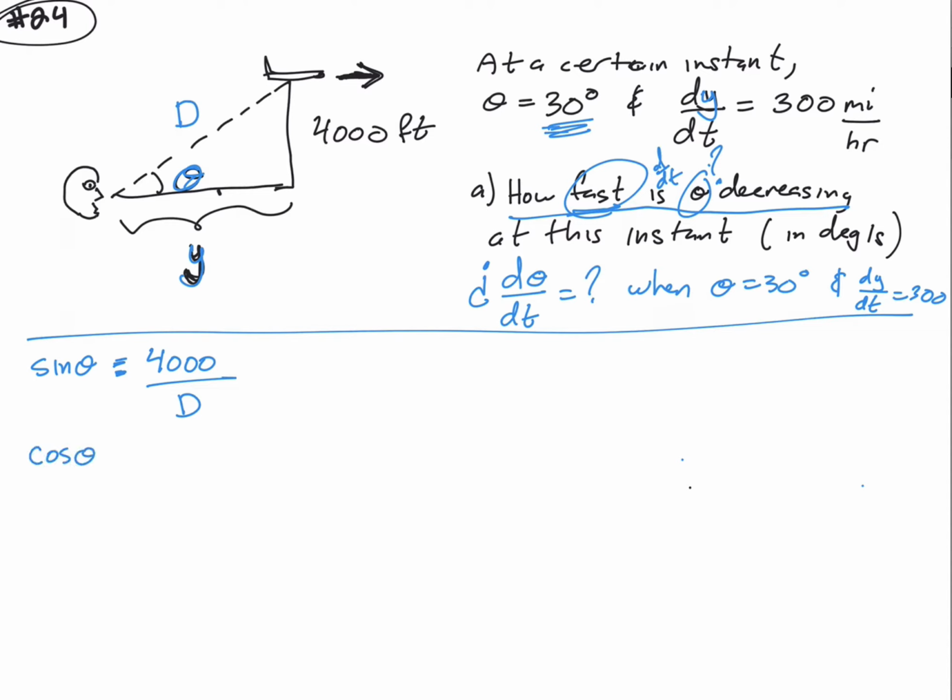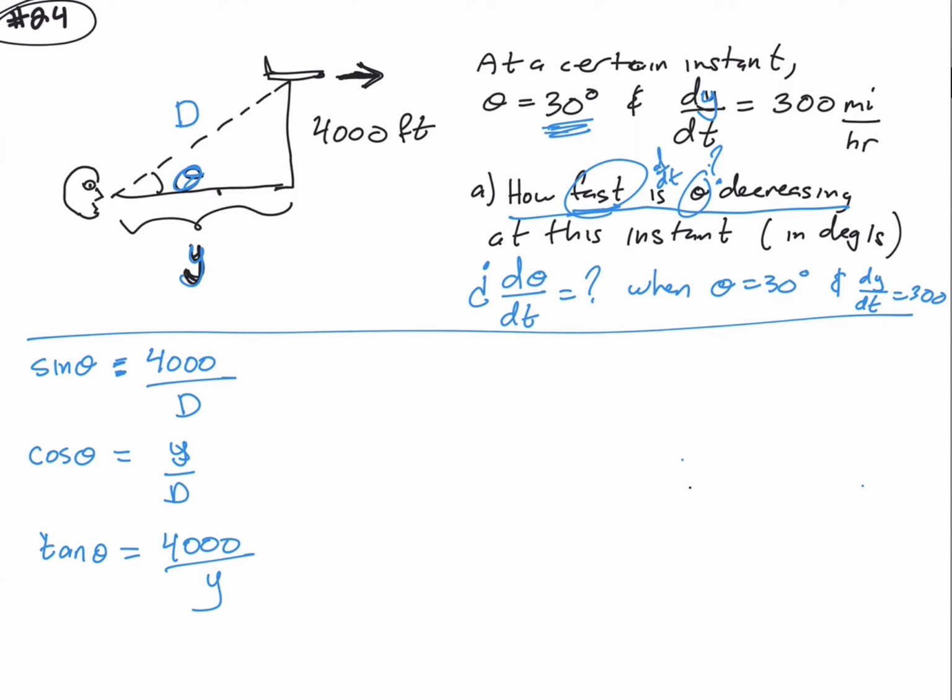We also can do cosine instead. What would that be? Y over D, right? And then what's another option? Tangent. Yep. Tangent is 4,000 over Y. Okay, so now notice we have a decision to make. And it matters which one we pick because if we pick the wrong one, best case, we give ourselves a whole lot of extra work. Worst case, we can't actually solve it.